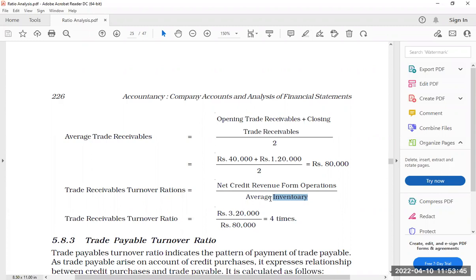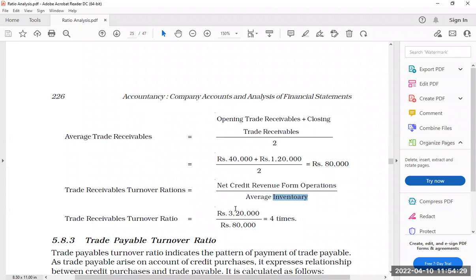What is the interpretation for this? Suppose you take another example, another company. 3,20,000 credit turnover is there. That company's average receivable is 3.2 lakhs. Denominator and numerator are both the same, so the answer is 1 time. Suppose another company, 3,20,000 divided by 1,60,000. What is their answer? 320 divided by 160, 2 times. Now you tell me which company is doing better. One is 2 times, another is 4 times, another is 1 time. Is 1 time better?